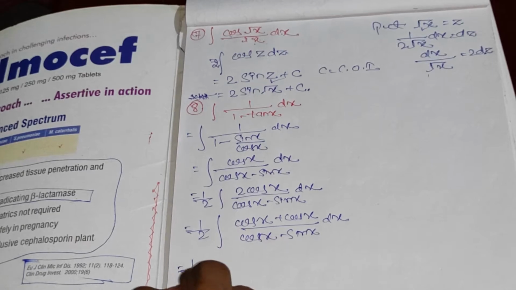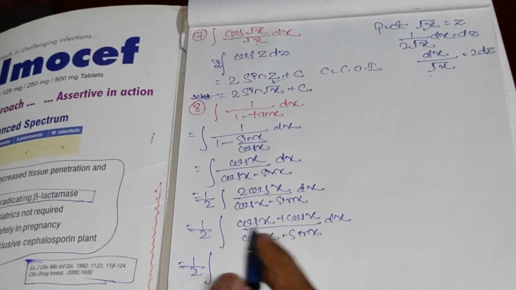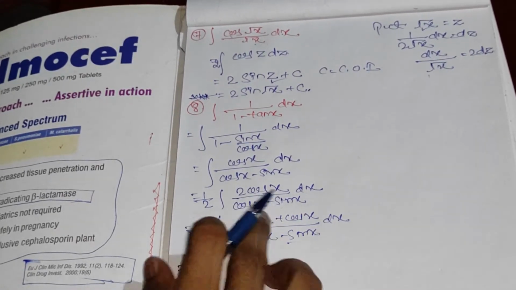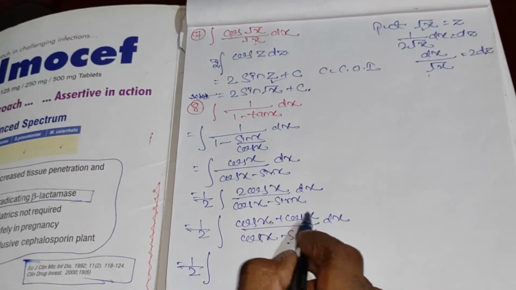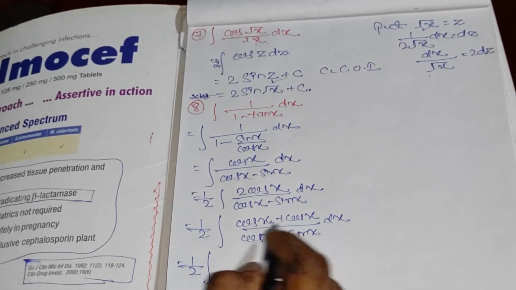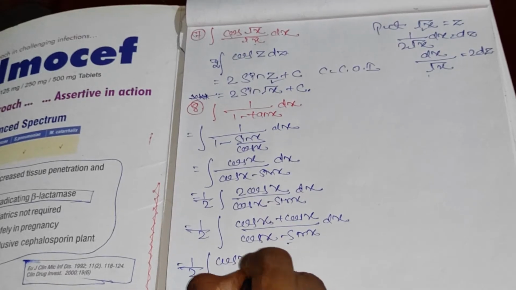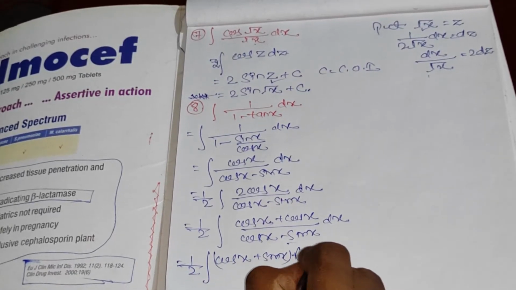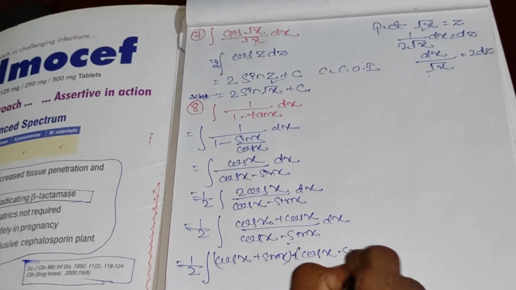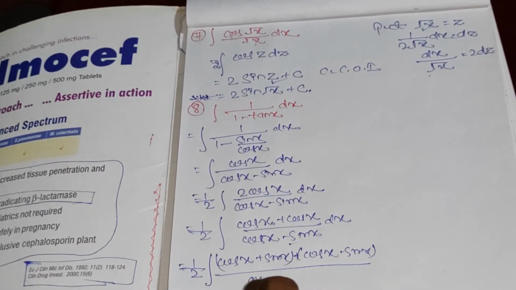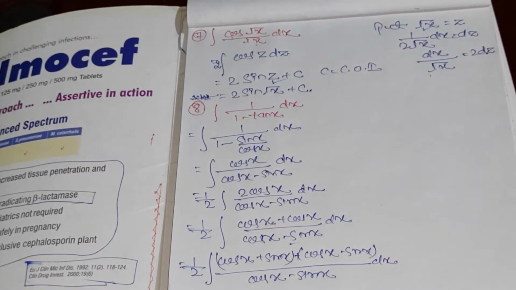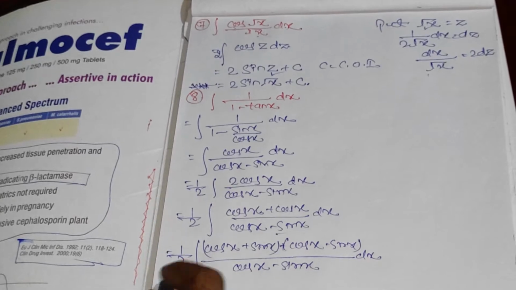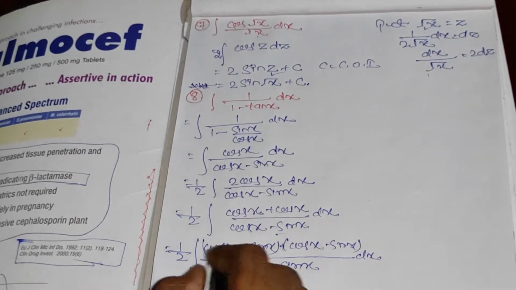Now what we do, we will add and subtract sin x. When we add and subtract, we will get the same term. Okay, now cos x plus sin x plus cos x minus sin x divided by cos x minus sin x dx. Now we will separate these two terms.